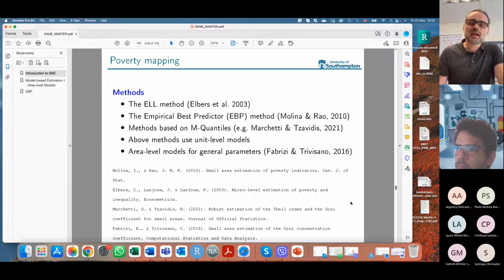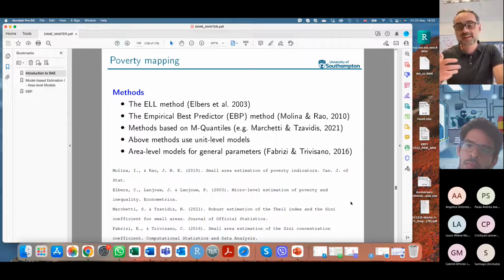And I'm giving you some references down there. Area level models for general parameters have been proposed. And I know that, Jose, you asked me in one of the previous sessions about area level models and more general parameters. So it has been proposed in the literature, but just in a moment I'm going to say what the difficulty with that is. But it is possible. There is literature out there that can help you to use area level models to estimate general parameters.